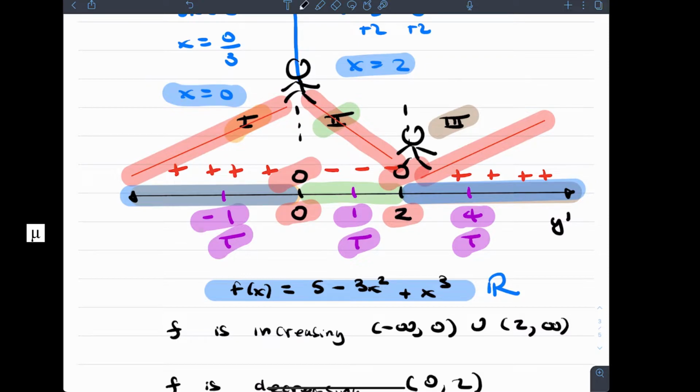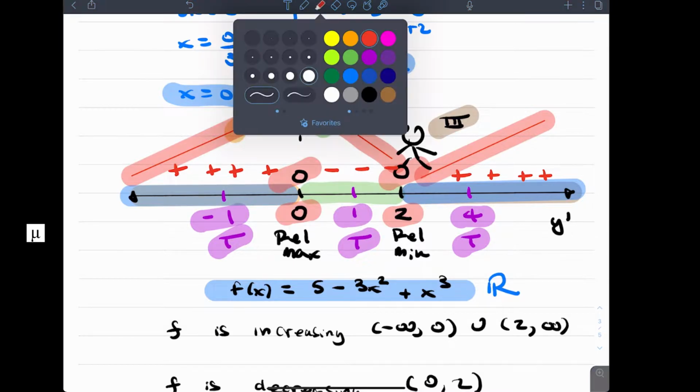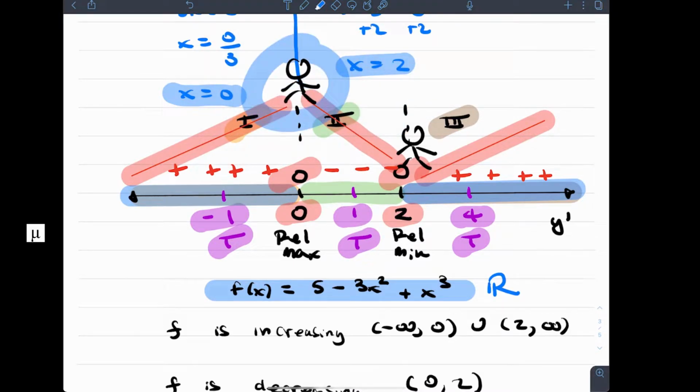So does that kind of make sense? If I'm on top of a hill, I know I have a relative max. You're in a valley. That's where you're at a relative min. Okay, I want you guys to highlight this here. Relative max, relative min, relative max, relative min. Easy breezy, lemon squeezy. So this picture is worth 1,000 words.